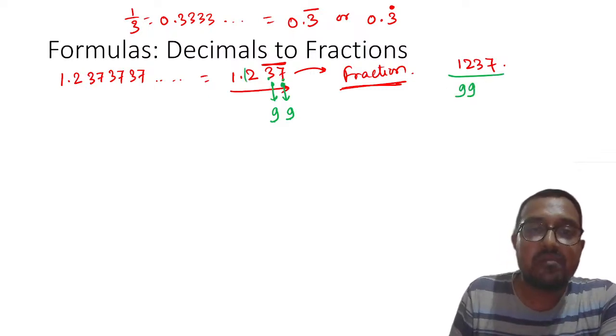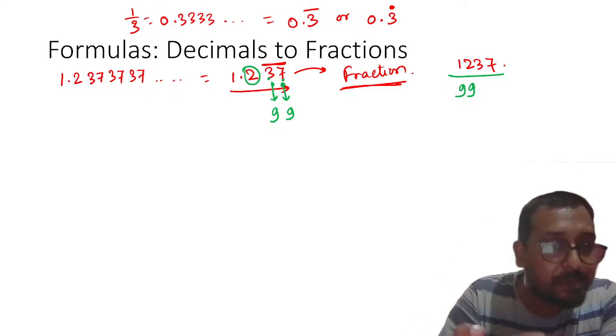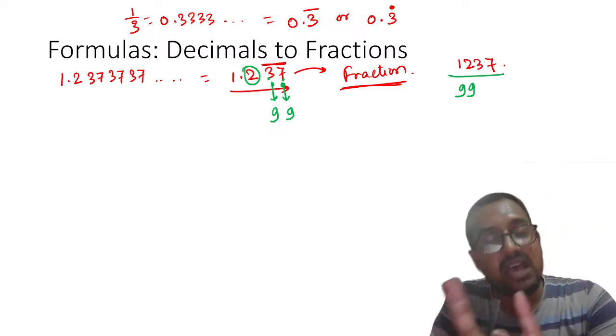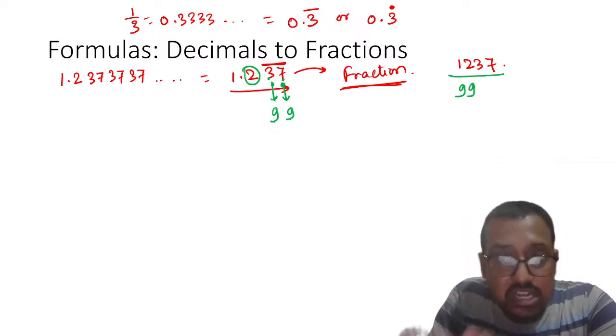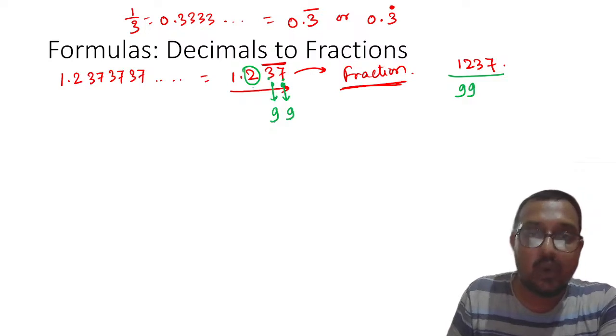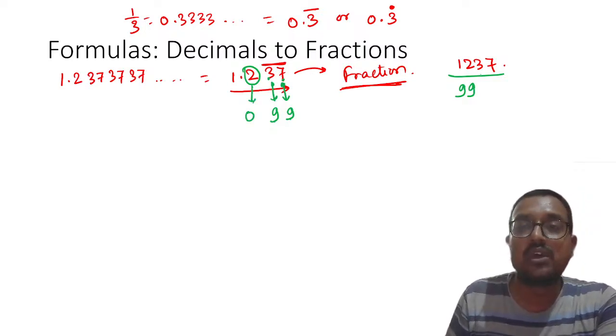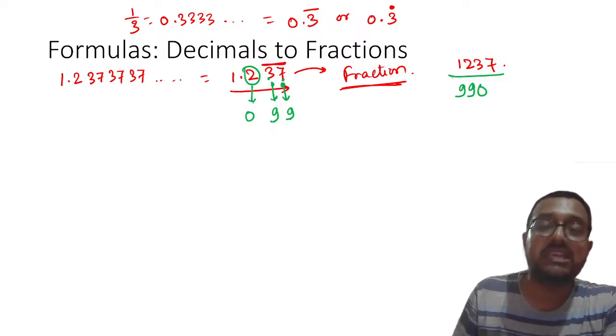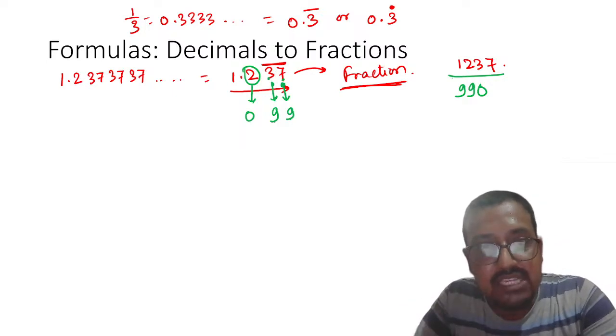Now for every number after the decimal which is not repeating, we will put a 0. So here it will become 990. I hope everyone is agreeing with this.